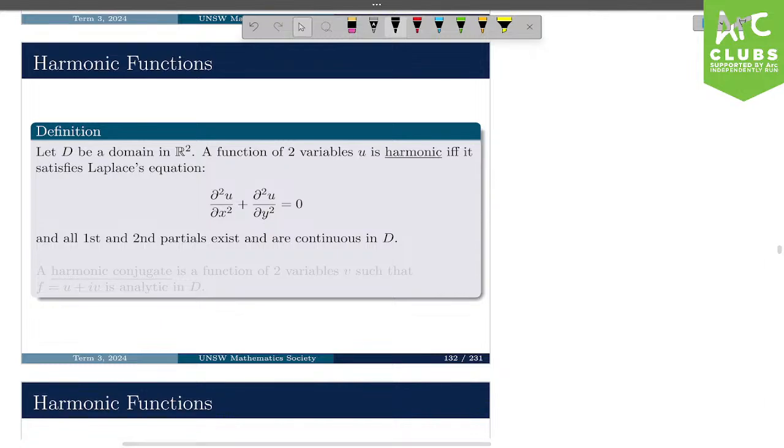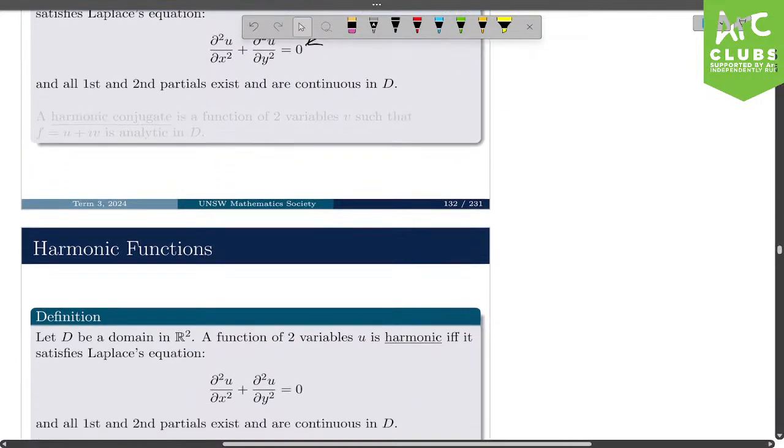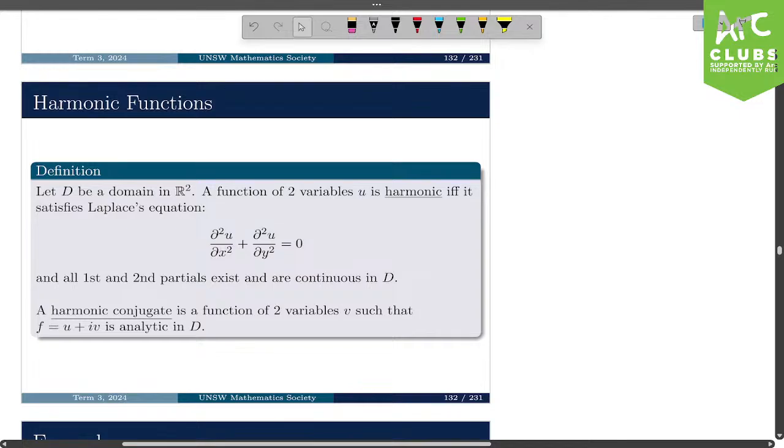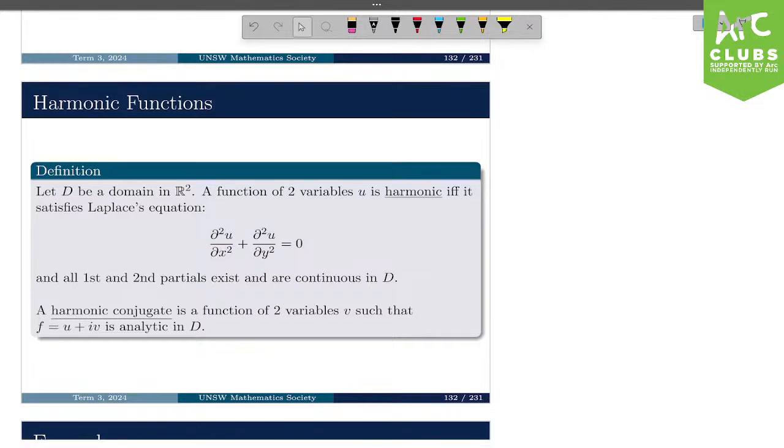Harmonic functions, a really interesting result. We get the second partial derivative of u with respect to x, plus the second partial derivative of u with respect to y, is equal to 0. And this is actually how we can determine our harmonic conjugates. So if we have u, we can find v, and we can find u. It's all just using our harmonic function as well as the Cauchy-Riemann equations.